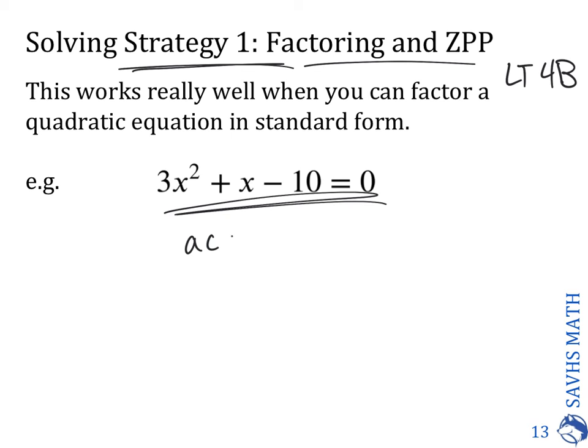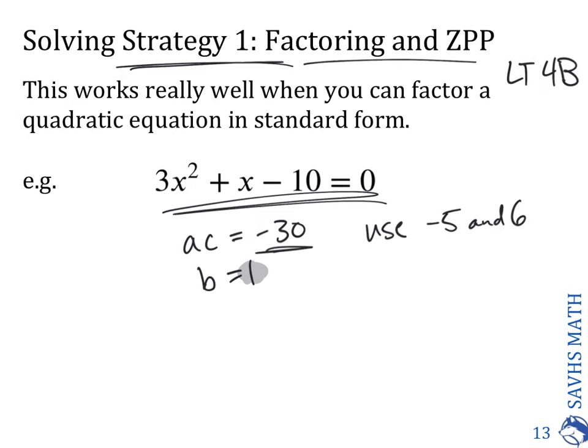AC is negative 30. B is 1, which means you're going to use negative 5 and 6. Again, if you don't believe me, you have to go through the factors of negative 30 and find the pair that adds to 1. That pair is negative 5 and 6.